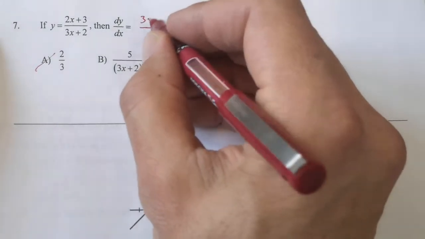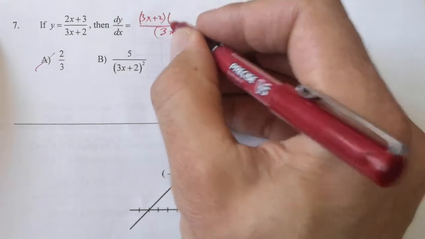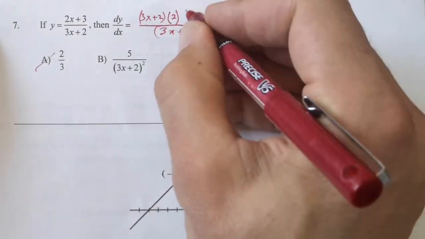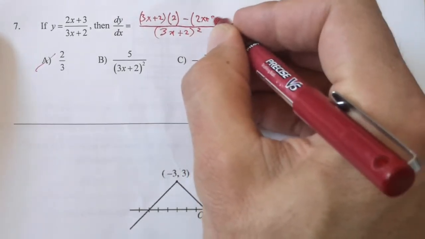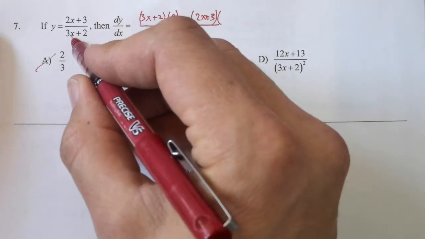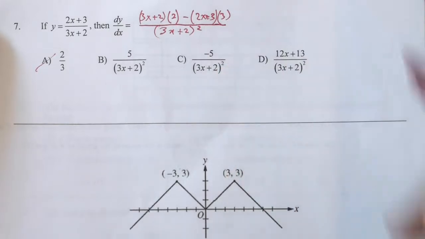Bottom means we have 3x + 2 starting off our numerator. D top, derivative of the top. Derivative of 2x + 3 is just 2. Minus. Now we keep the top, so 2x + 3, and we derive the denominator, top d bottom. Derivative of 3x + 2 is just 3. So we have a lot going on in our numerator, but that's it right there. We're going to need to simplify that.